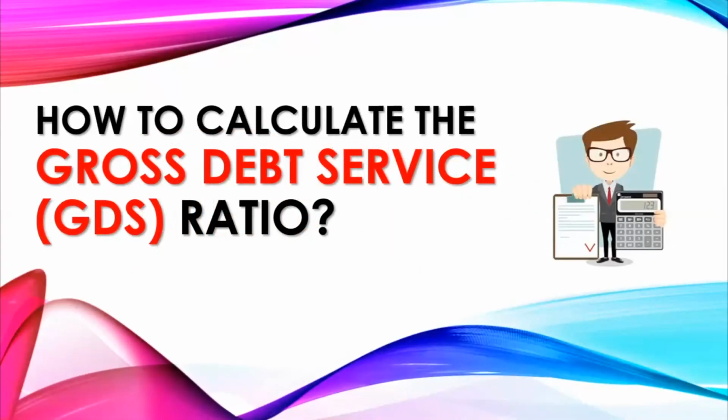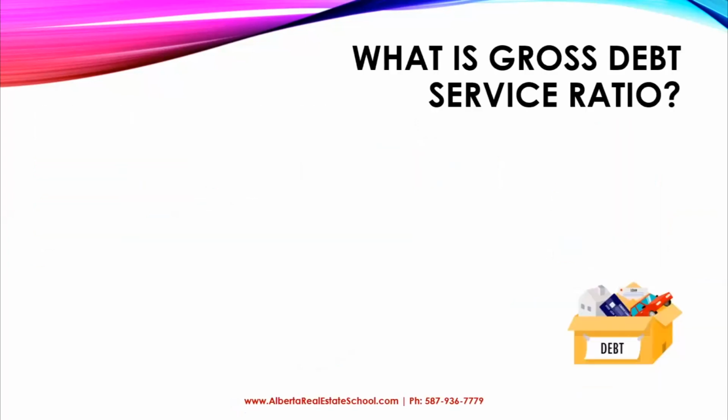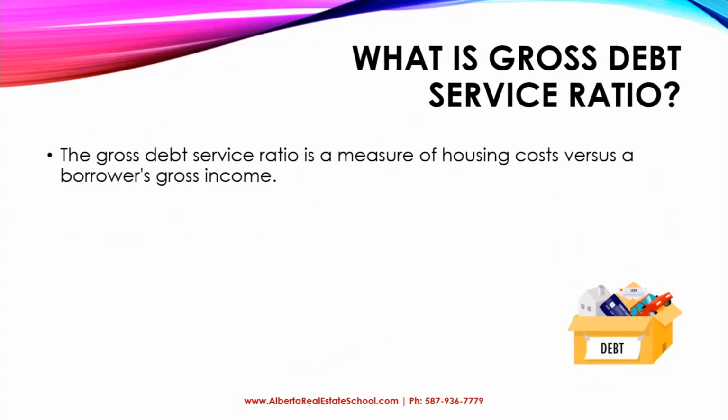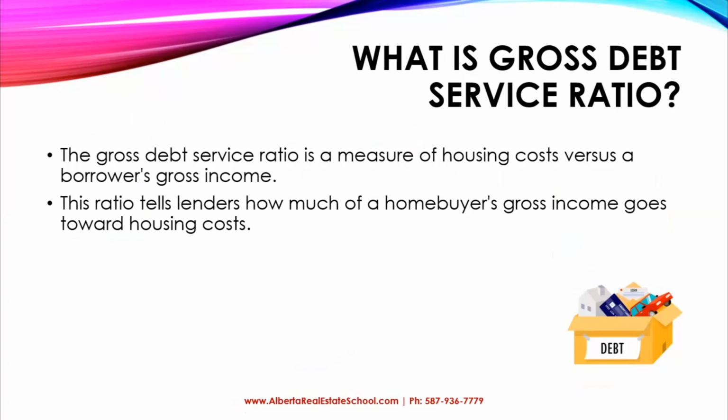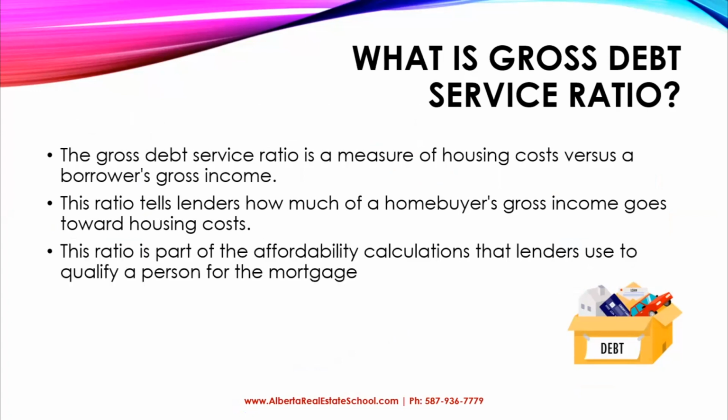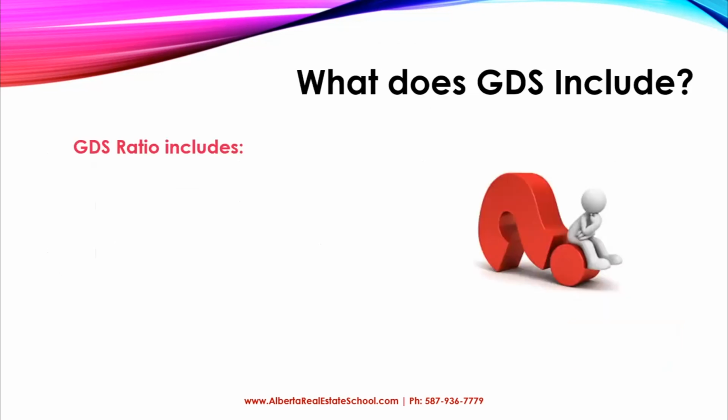Let's take a look at how to calculate the gross debt service or GDS ratio. So what is the gross debt service or GDS ratio? The gross debt service ratio is a measure of the housing cost versus a borrower's gross income. So this is one of the calculations that the lenders will look at to see how much of the person's gross monthly income is going towards covering the housing cost. This is an important affordability calculation that the lenders will use to see whether the person qualifies for the mortgage or not.